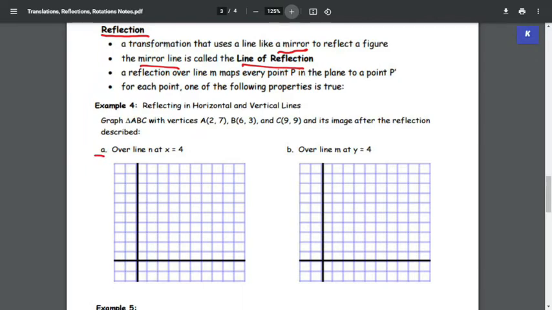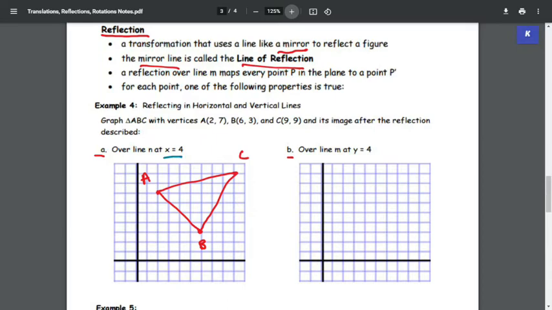We got A and B right here. So in A, it wants us to graph our vertices A, B, C, and then reflect it over the line that is described. So you can go ahead and graph those points. I'll do that really quickly. So there's our triangle that makes ABC right there. It wants us to reflect it over the line x equals 4.